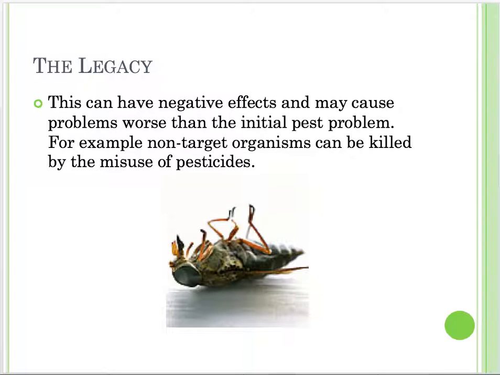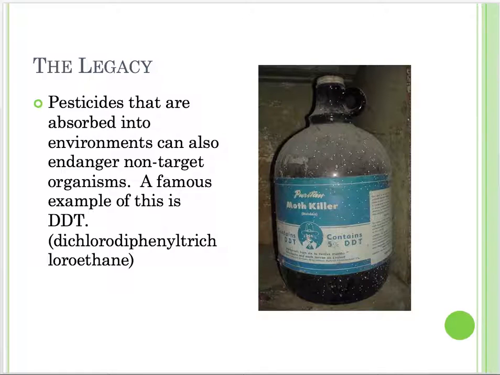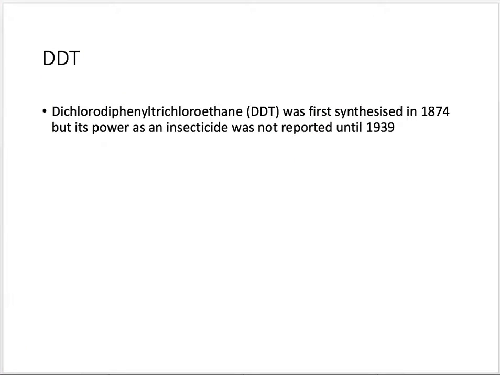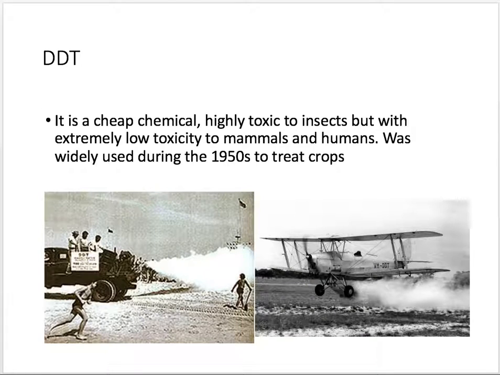For example, non-target organisms can be killed by the misuse of pesticides. They can also be absorbed into environments and can also endanger non-target ones, as we said. A famous example of this is DDT. DDT was first synthesized in 1874, but its power as an insecticide was not reported until 1939. It's cheap, highly toxic to insects, but with extremely low toxicity to mammals and humans. It was used widely in the 1950s to treat crops.